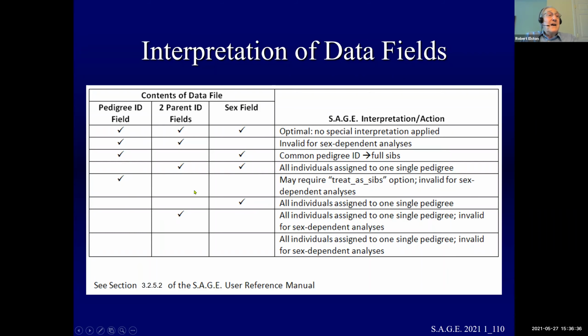Next one, you just have the pedigree ID field, nothing else. This may require what's known as the treat as sibs option. It's invalid for sex-dependent analyses. The next one, where all you have is the sex field, all individuals are assigned to one single pedigree. And the last one, where they have the two parent ID fields and nothing else, all individuals are assigned to one large sibship, and it's invalid for sex-dependent analyses. There's more, but typically you will not use these unless you know what you're doing. And if there's nothing at all in any of those three fields, then again, all individuals are assigned to one single pedigree, and it's invalid for sex-dependent analyses.